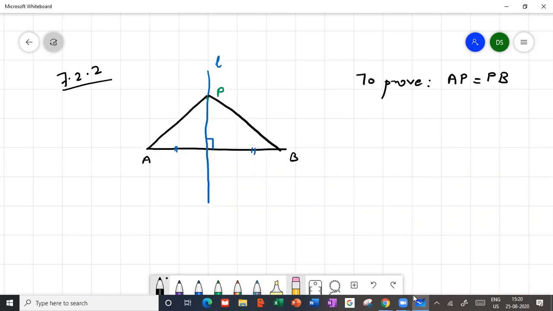Can I? Yes, sure. Ma'am, can I take the midpoint as O? At the midpoint, 90 degrees. Okay.